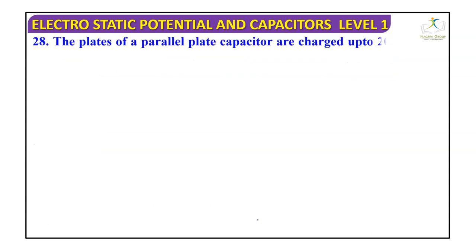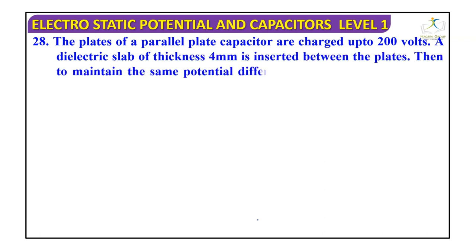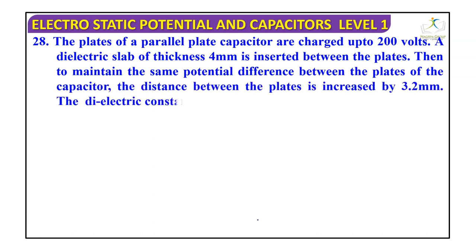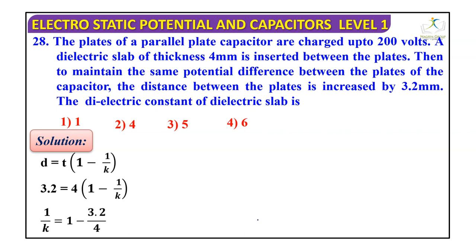The next question which we have is, the plates of a parallel plate capacitor are charged up to 200 volt. A dielectric slab of thickness 4 mm is inserted between the plates. Then to maintain the same potential difference between the plates of the capacitor, the distance between the plates increases by 3.2 millimeter. The dielectric constant of this dielectric slab is, we have these options. So D is equal to T (1 minus 1 by K). We just put this value and get the result of K, which is 5.